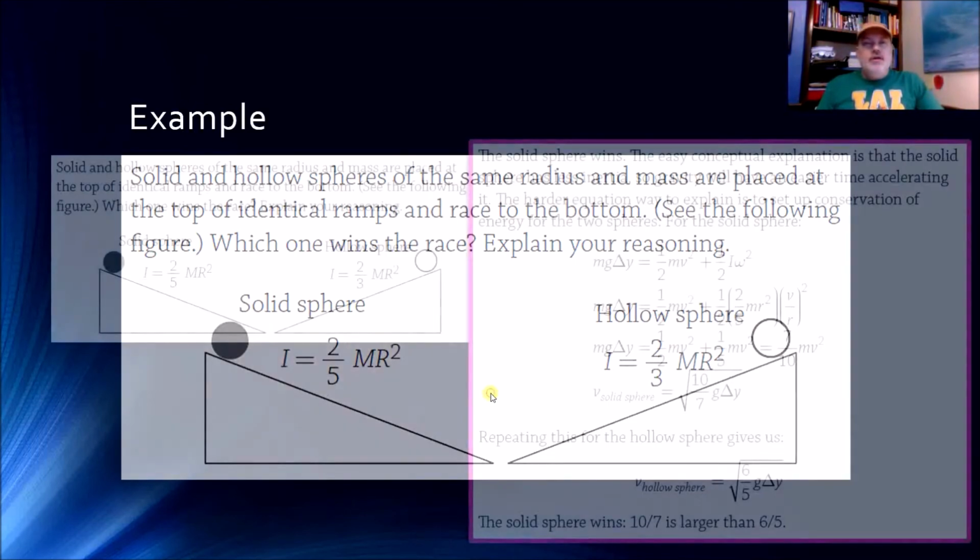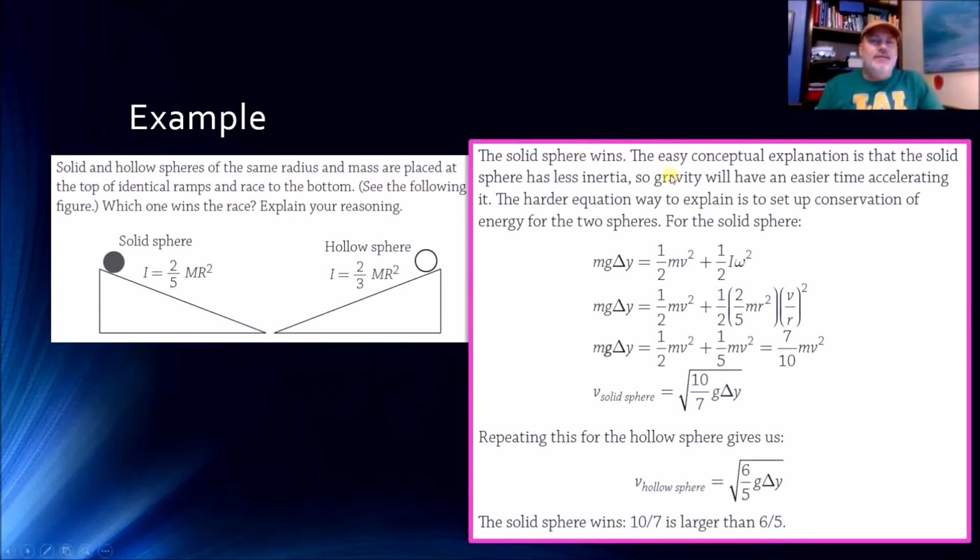So the easy way to think about it is that the hollow sphere has 2/3 mr squared, and the solid sphere has 2/5 mr squared. The solid sphere has less total inertia. So therefore, since it has less inertia, it's easier for it to roll, so it will start up faster and it'll get down to the bottom quicker and have a higher velocity. Now, if we do this the hard way, with equations, we can prove this.